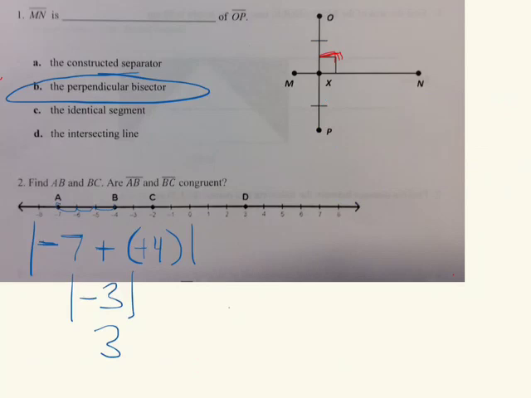So now that's AB is going to be 3. BC, I could also count and see that's 2, or say negative 4 minus negative 2. And this is going to be keep, change, change. So negative 4 plus negative 2, or plus positive 2 is negative 2. Absolute value of that is 2. So are these congruent? No. So no, they are not congruent.